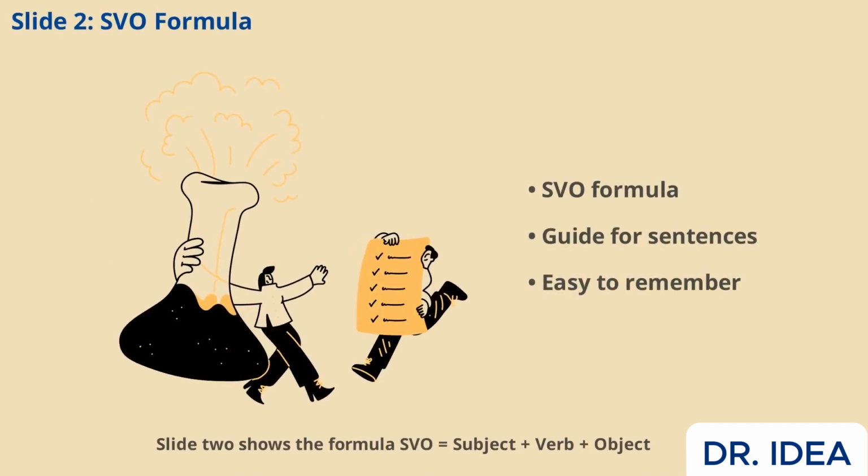Slide 2 shows the formula. SVO equals subject plus verb plus object. This simple formula is your guide to building correct English sentences. Keep this formula in mind whenever you speak or write in English.